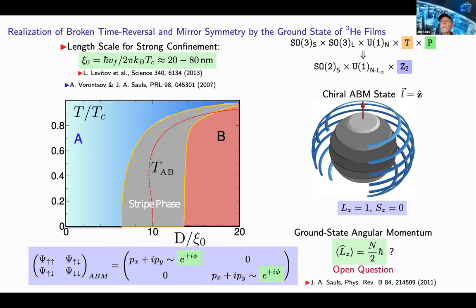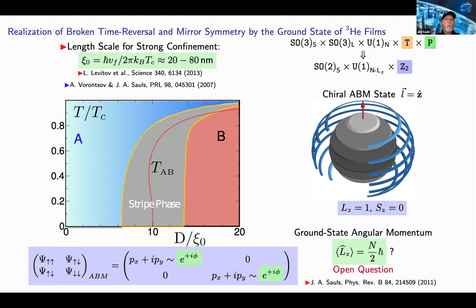One of the early predictions, going back to Anderson and Morel, was that this phase would have a macroscopic ground state angular momentum. It would be in motion. And I think the issue is settled theoretically as to the value of that ground state angular momentum, but it hasn't been measured to date. So this was one of the outstanding questions to be resolved experimentally: what is the ground state angular momentum? So we're hoping that those experiments will come forward in the near future.